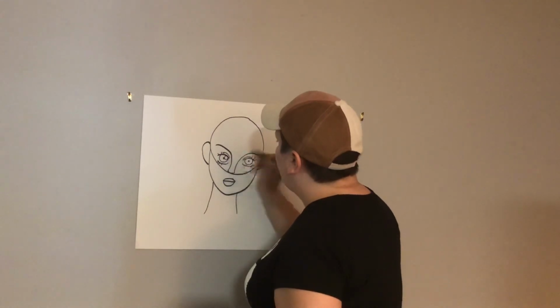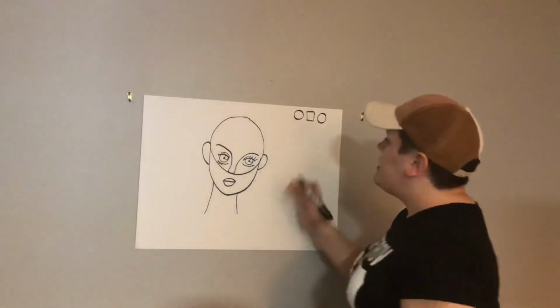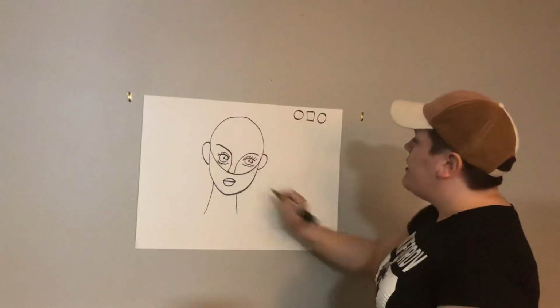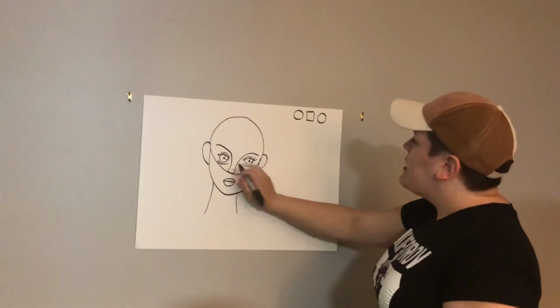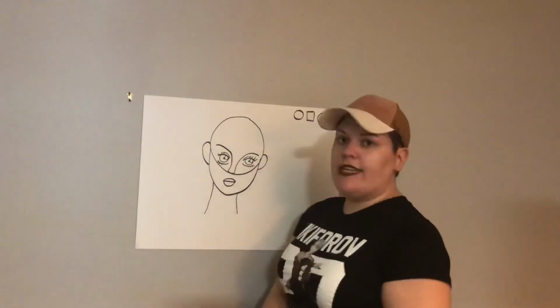For the orbital highlight, it is always going to be on the same side. So for instance, if there's light coming from this side, it's going to be on the right side no matter which eye it is. And that's it.